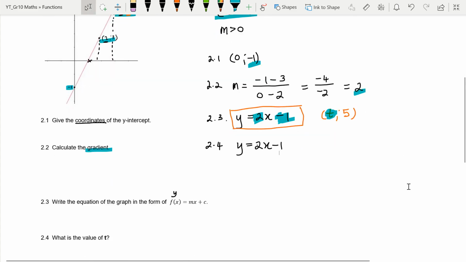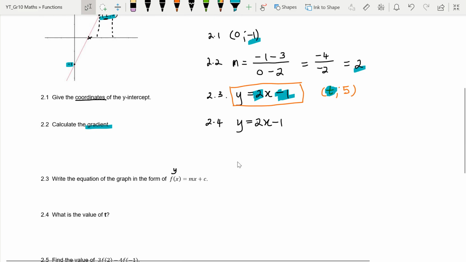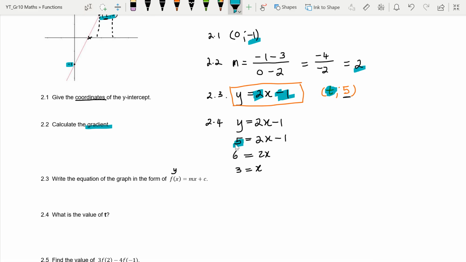What I'm going to do is substitute that information in. So I'm going to plug in 5 in the place of y. And then it will spit out the x value at that same coordinate for me. So if I take that over, now it's just equation knowledge, and then x is 3. So where my y is 5, my x is 3. So therefore, t must be 3. Remember that when we're doing functions, substitution is your friend.